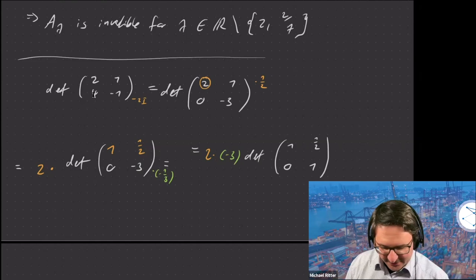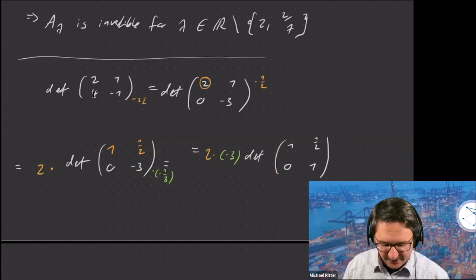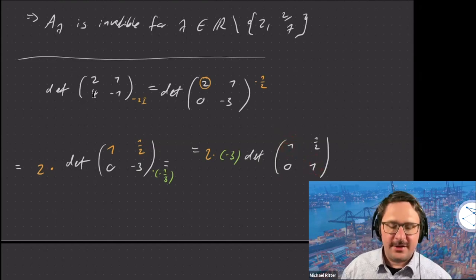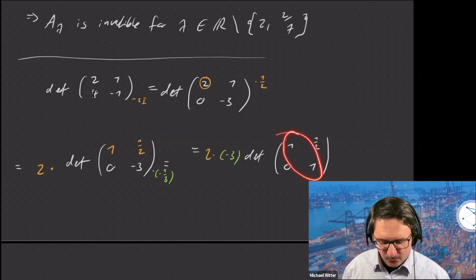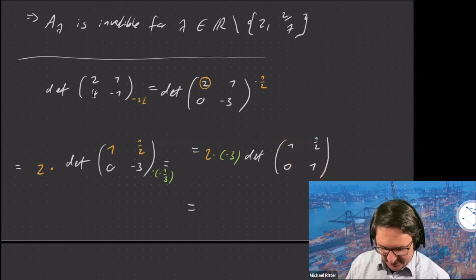And now you have a matrix here that has determinant 1, because it is a triangular matrix, and you can just multiply the entries on the diagonal. Those are all 1, so the determinant of that is 1. That's true. But remember, we have taken out these factors here.